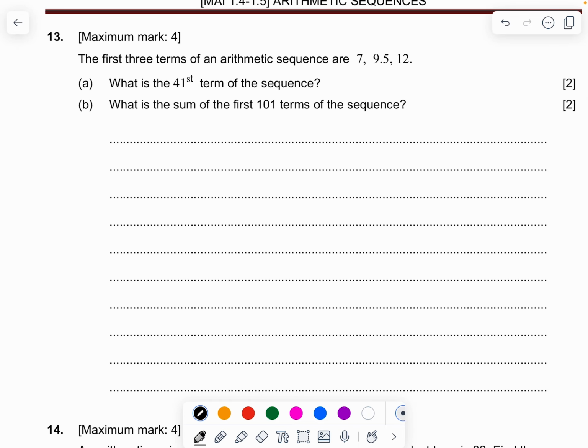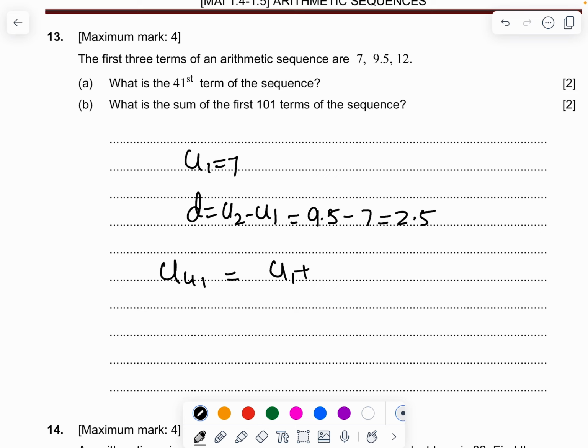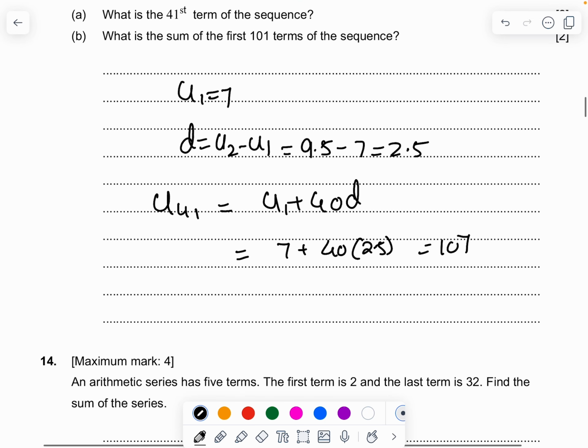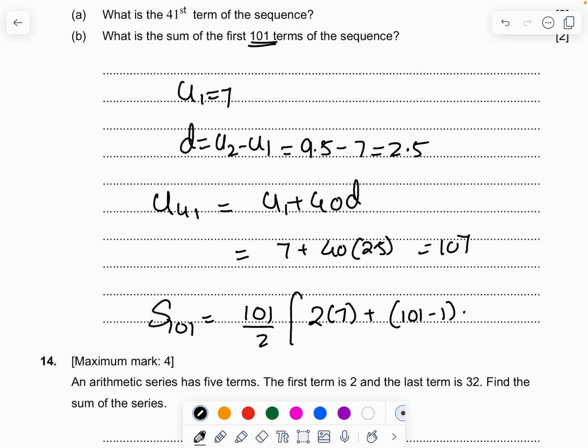The first three terms are given. Find the 41st term. So u1 is 7. D equals u2 minus u1, which is 9.5 minus 7, which equals 2.5. 41st term means u1 plus 40 times D, which is 7 plus 40 times 2.5, which is going to be 107. Sum of first 101 terms is n upon 2, 2u1 plus n minus 1, 101 minus 1, times D, 2.5. Simplify that, and you should be getting the answer.